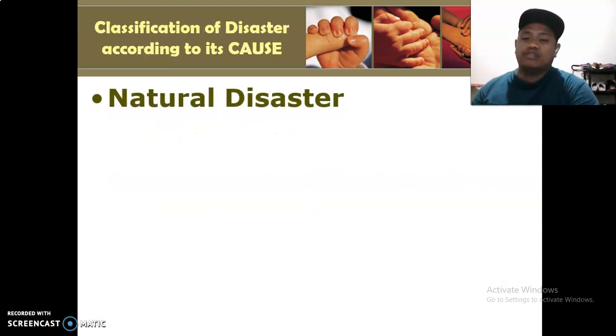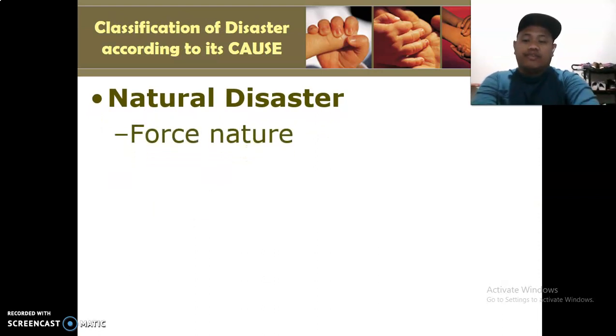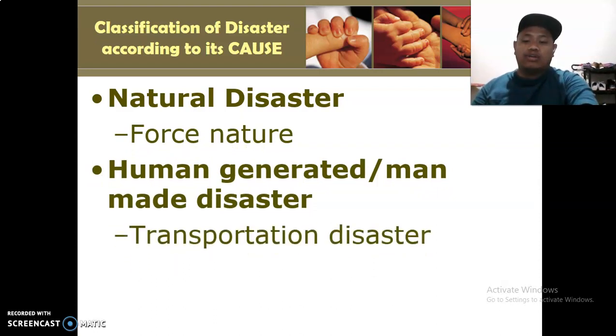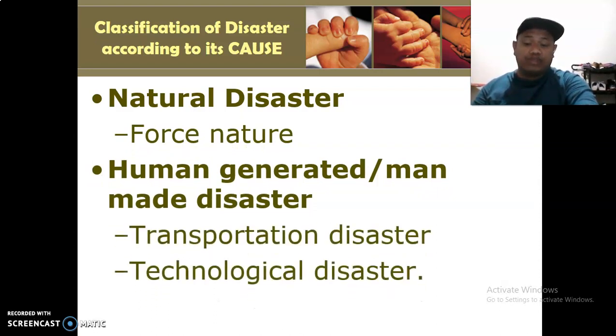So the classification of disaster according to its cause is the natural disaster, force of nature, or the human-generated man-made disaster, or the transportation disaster and technological disaster. So mas marami sa Pilipinas ang natural disaster, which is caused by force majeure or force of nature.